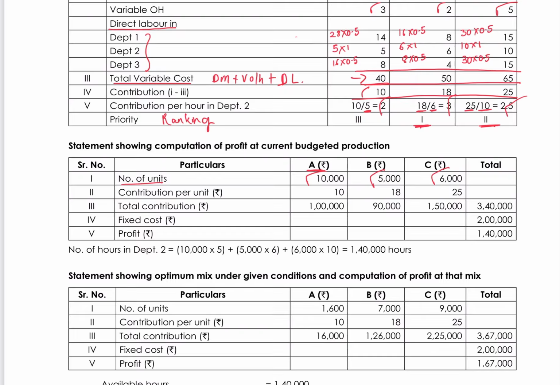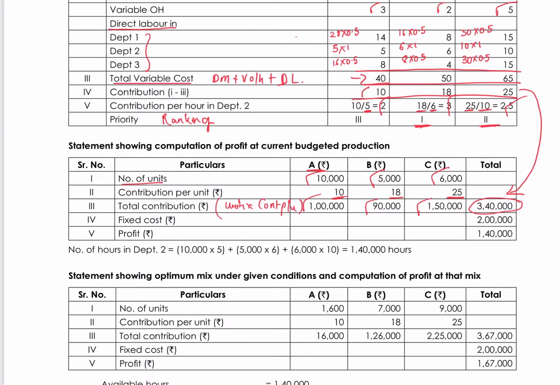We know the contribution, we will just pick it and put it here: 10, 18 and 25. Now find the total contribution. It is the units multiplied by contribution per unit. So you get 1 lakh, 90,000, and 1 lakh 50,000. So the total contribution is 3 lakh 40,000.